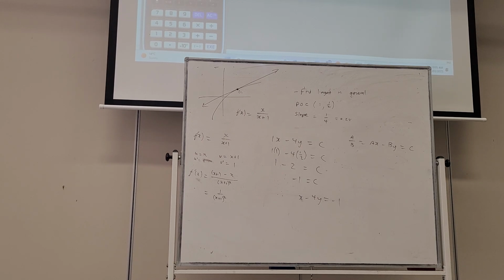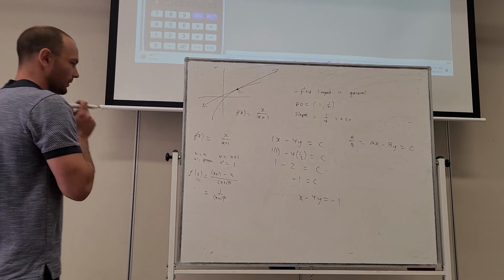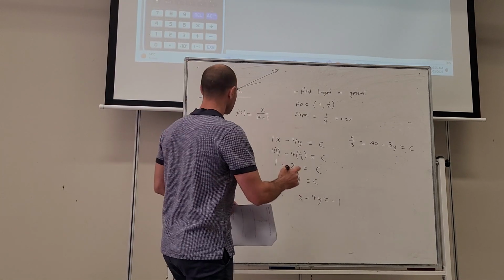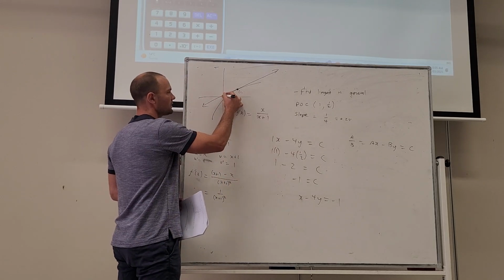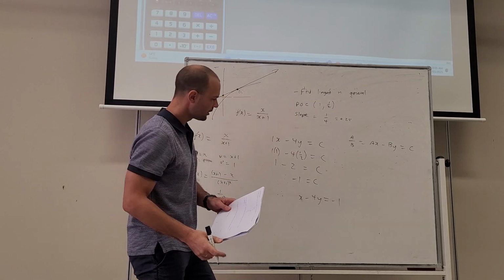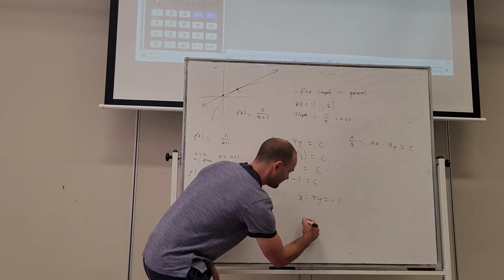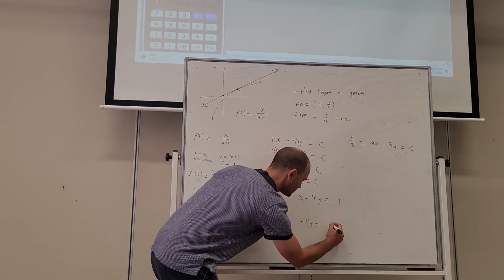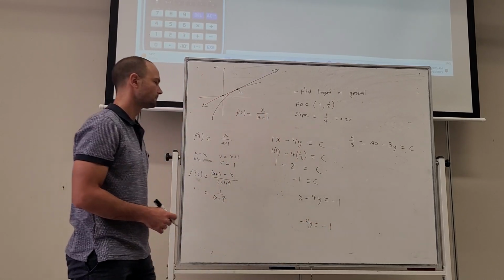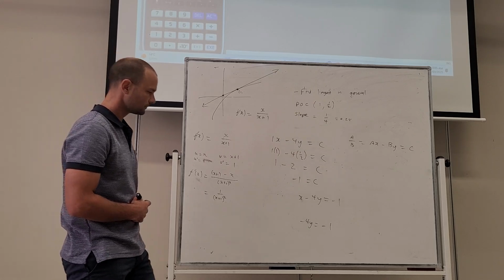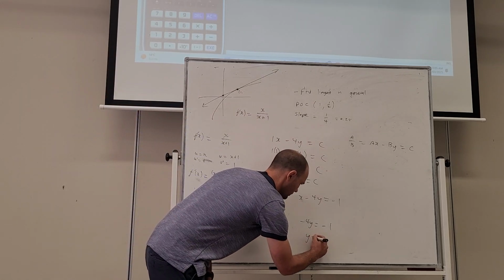Alright. Find the y-intercept of the line. The y-intercept occurs when the x value is 0. So if we put x is 0 into this equation, we have minus 4y equals minus 1. And so we have y as a quarter.